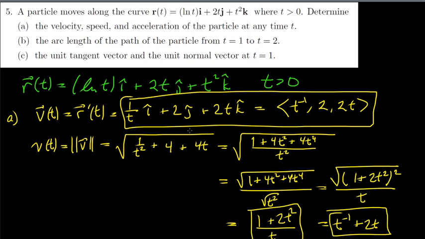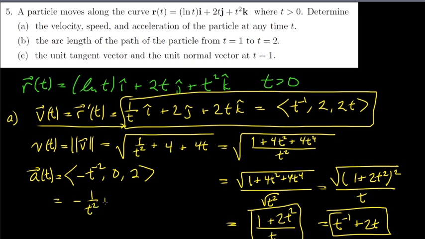Oh, and then the acceleration is just the second derivative of the position. So take the velocity and just take one more derivative. So we're going to get negative t to the negative 2, 0, and 2. Or if you prefer, negative 1 over t squared times i plus 2 times k. Either way. All right, that's part A.